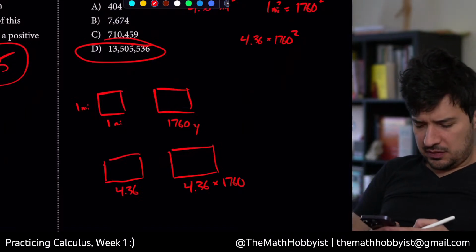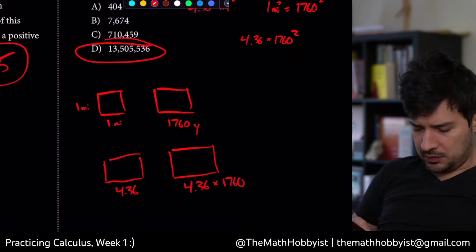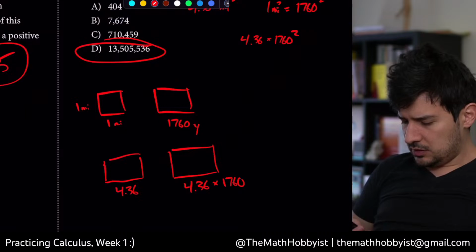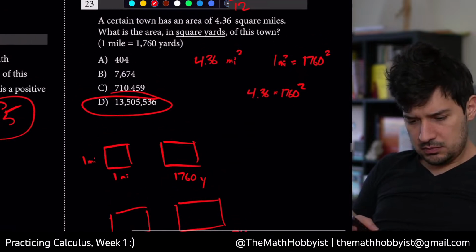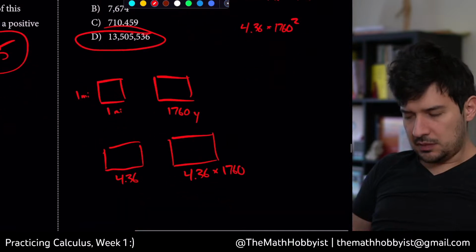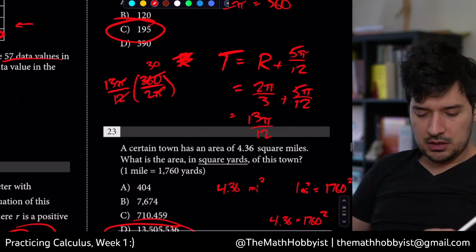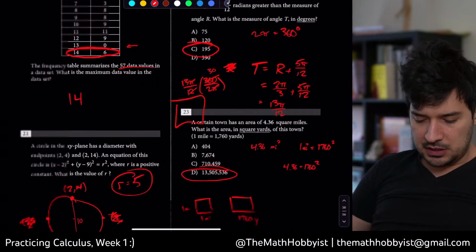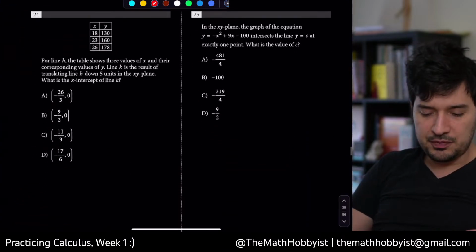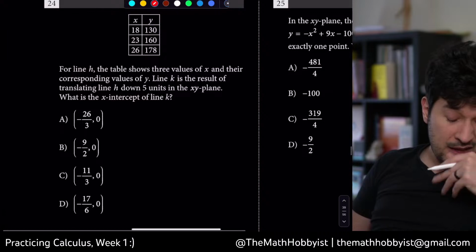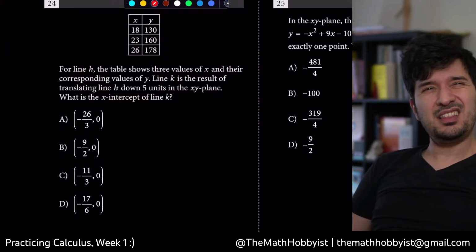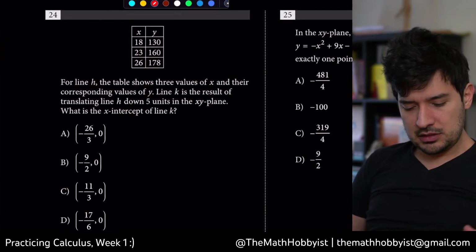But then don't we have an extra factor of 1760 that we're missing? 4.36 times 1760. No, something feels off about that. I would box that one and come back to it, if we have time left at the end, if I were taking this for real. I don't know why I got that.